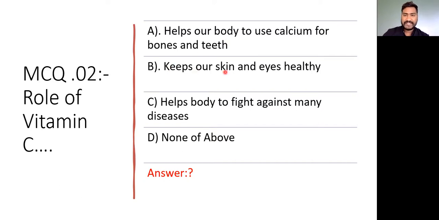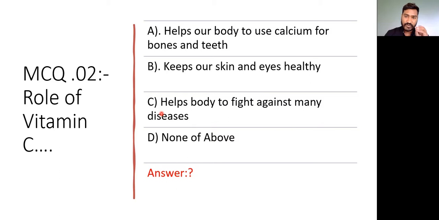Then, keeps our skin and eyes healthy. Which vitamin has this role? Eyes means retinol, vitamin A. And the third option, helps the body to fight against many diseases. This is the correct answer. You have to choose from the options, so you must know the roles of the other vitamins. Then you can easily find the answer, and here the answer is C for the role of vitamin C.